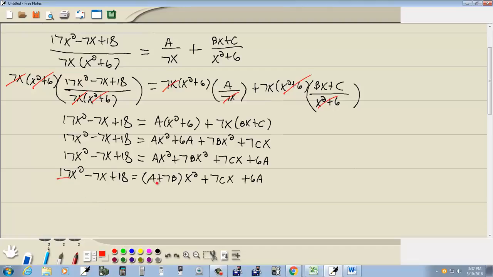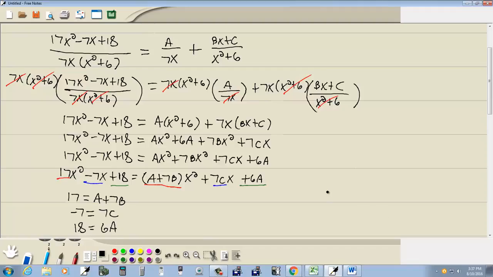So we're going to set equal the numbers that's in front of our x squared. So we got 17 is equal to a plus 7b. Remember, a and b just represent some kind of number. Then we'll set what's in front of our x's. So we'll set the negative 7 equal to 7c. And then we're going to set our constant terms at the end. So we have 18 is equal to 6a.